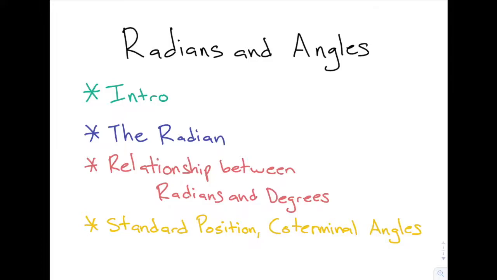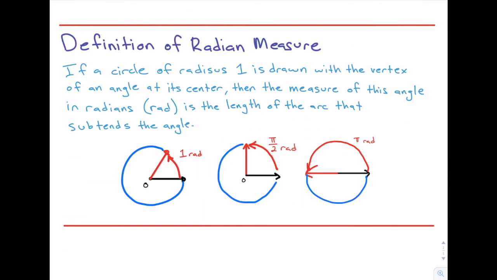In this video, we'll look at radians and angles. So this will pretty much be a lot of definitions that we will make use of later on. We'll talk about the radian, we'll talk about the relationship between radians and degrees, and we will talk about standard position and coterminal angles.